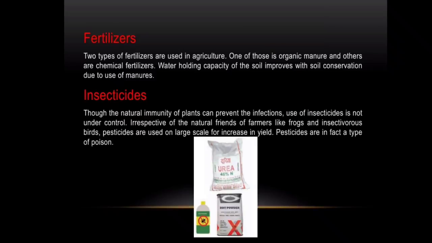Fertilizers. Two types of fertilizers are used in agriculture. One is organic manure and the other is chemical fertilizers. The water holding capacity of the soil improves, with soil conservation, due to the use of manures. The upper layer of the soil essential in agriculture is formed due to humus formation. Various essential elements like nitrogen, phosphorus, and potassium become available to crops due to earthworms and fungi.